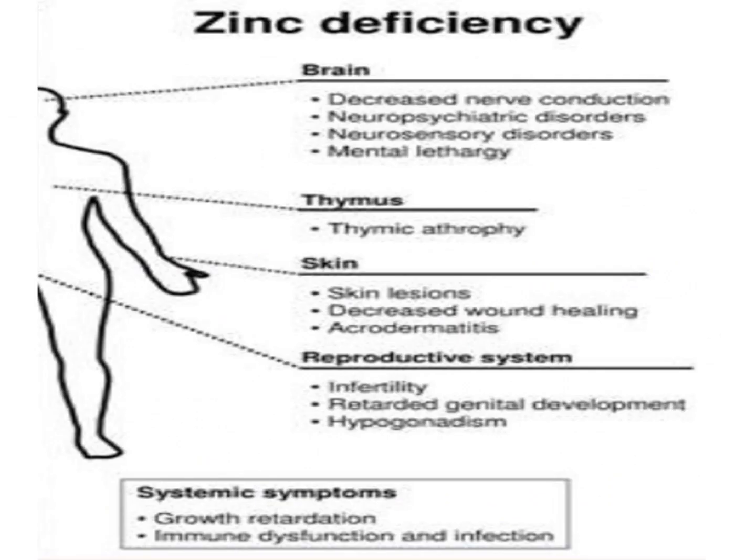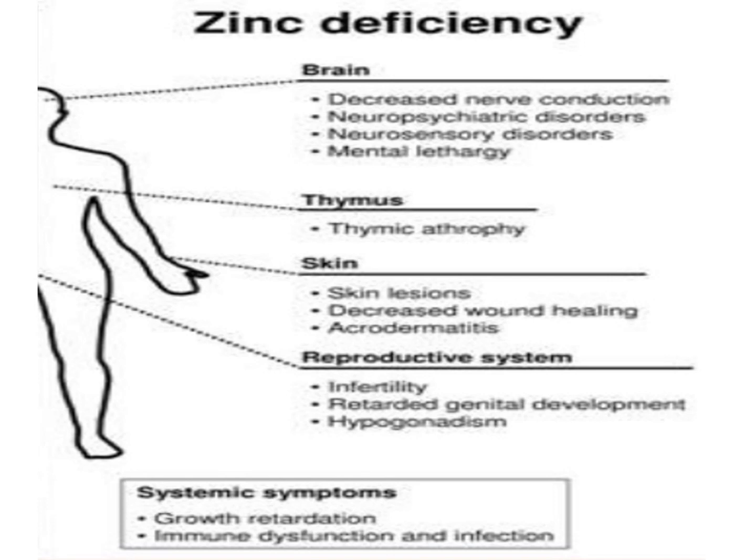This figure summarizes the effect of zinc deficiency on various tissues and organs. The effect of zinc deficiency on the brain is that there will be decreased nerve conduction. The patient will present with neuropsychiatric disorders and neurosensory disorders, and there will be mental lethargy. As far as the thymus gland is concerned, its development is arrested, and the thymus will be shrunken, so there will be thymic atrophy. Zinc deficiency will be manifested on the skin by various types of skin lesions, and there will be delayed and decreased wound healing, and there will be acrodermatitis.